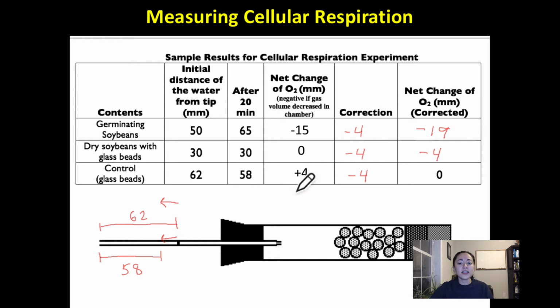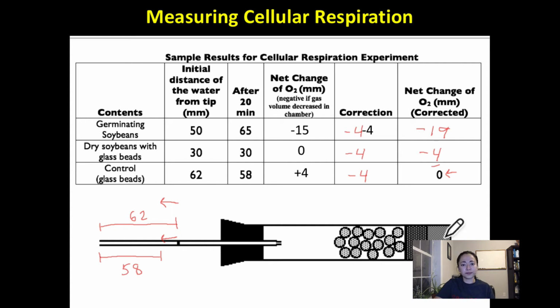And this means then that with our correction, the oxygen consumption was 19 millimeters with the germinating seeds. In the dry soybeans, the net change was -4 millimeters, so some oxygen was also consumed in there, but not as much as in the germinating seeds, and the net change in the control with the correction was 0. So hopefully that helps you understand how to do these type of measurements, because you will have to do that in lab.